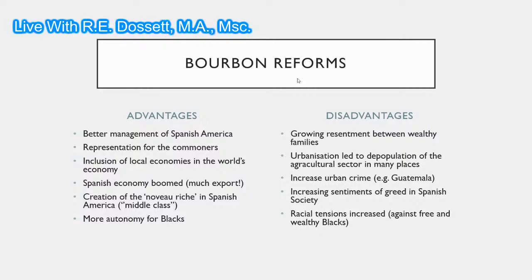Because of the growing urbanization and the depopulation of the agricultural sector, you had an increase in urban crime, especially in Guatemala. There was a lot of urban crime, like robberies and kidnappings. There were also criminal cartels that emerged. So you had more of the Spanish Navy needed to keep them in check, which they succeeded in doing.